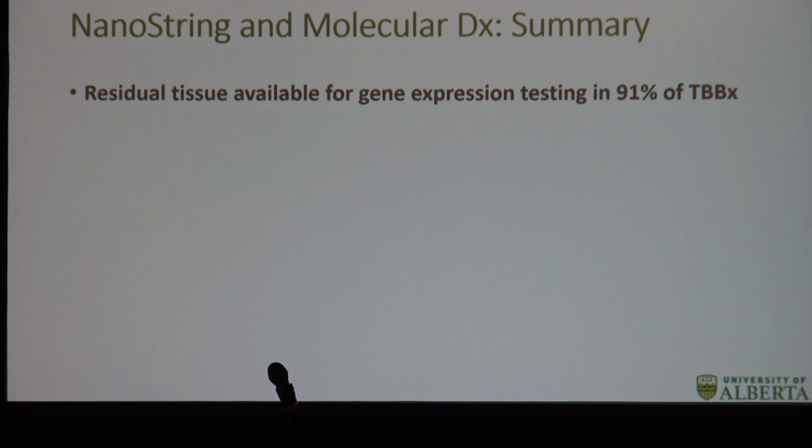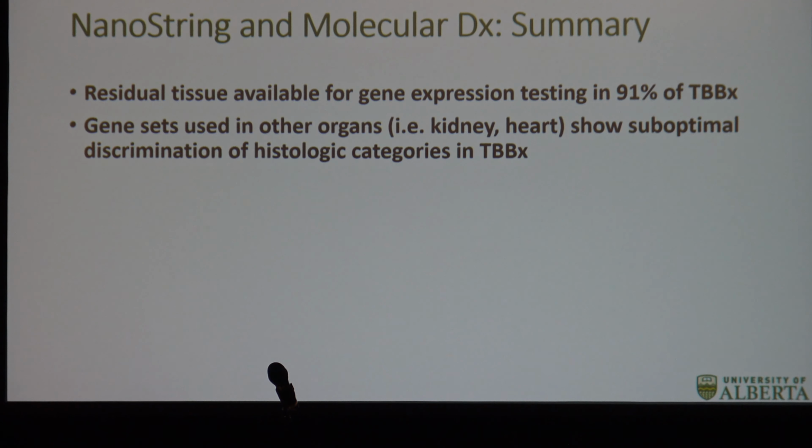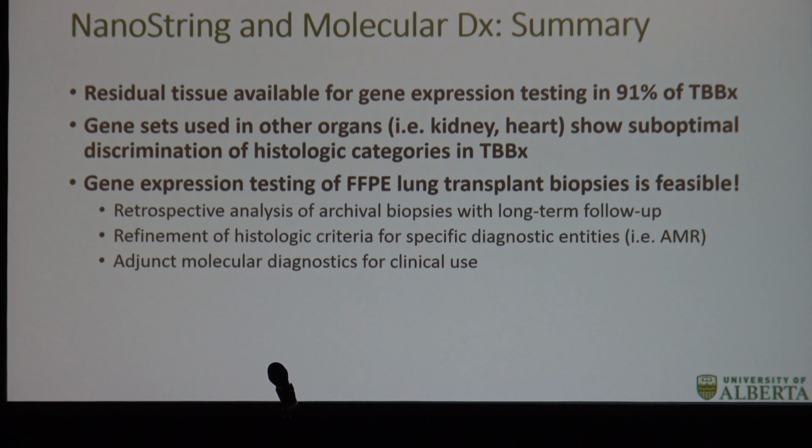And sort of to summarize, firstly, yes, there's great tissue in the transbronchial biopsy that can be used for NanoString and molecular studies. Using gene sets from other organs was suboptimal, and now that we know a little bit more about where to go in the lung in terms of what the genes of interest are, hopefully we can follow this up with a multi-center study. We'll come back to this on the last slide.